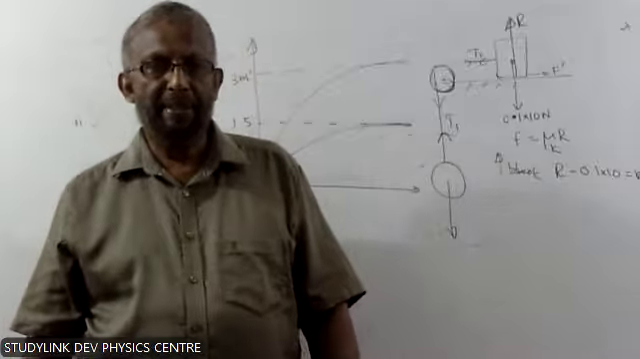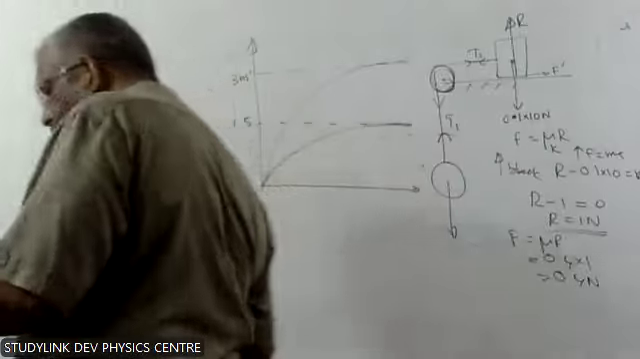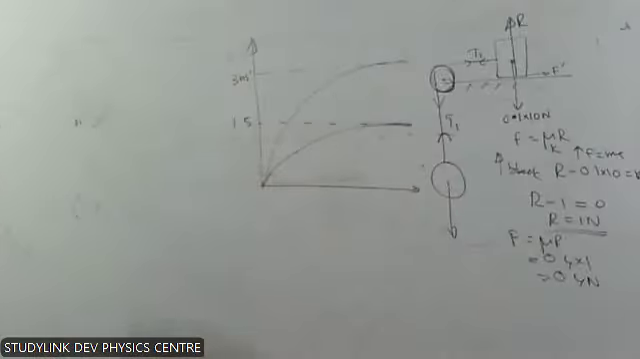So F equals ma vertically upwards, when you apply, you get R minus 1 is equal to 0, R is equal to 1 newton. Then after that, F equals mu R. Then mu is given as 0.4 into 1. Then you get 0.4 newtons. Just note it down.